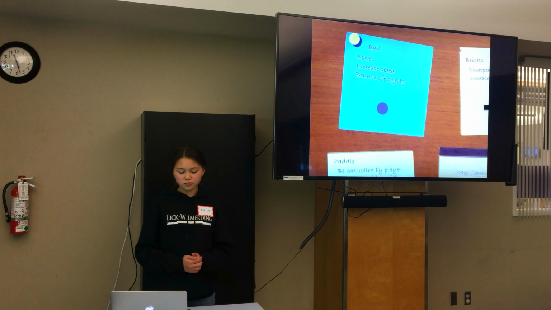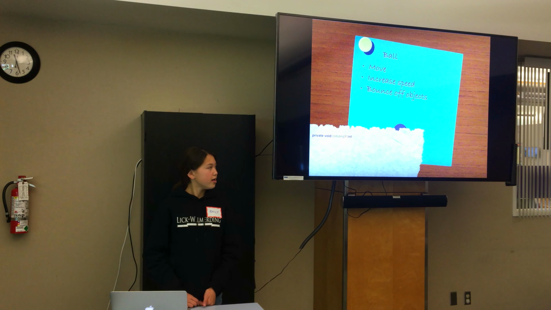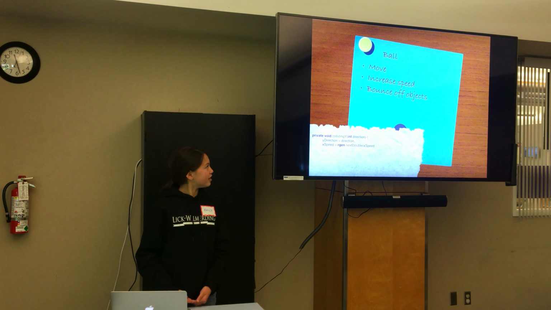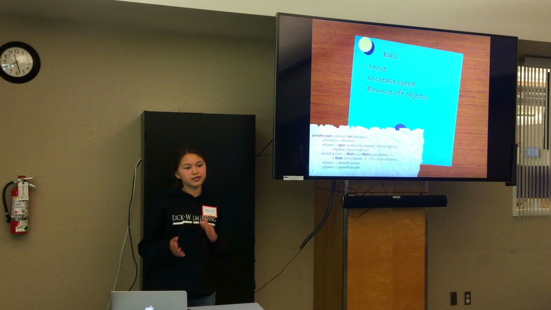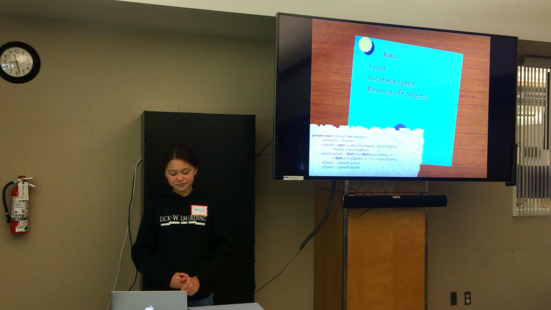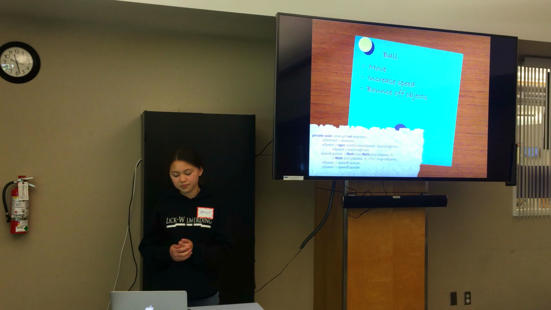So if we look at each one closely, this is the code I used for the ball. What I did was I had to get the ball to bounce off objects at somewhat random angles, otherwise you'd be stuck in an infinite loop. But while doing that, stay at a constant speed.